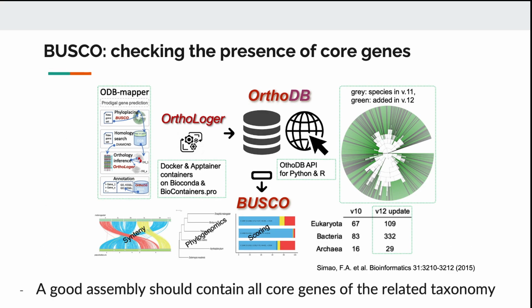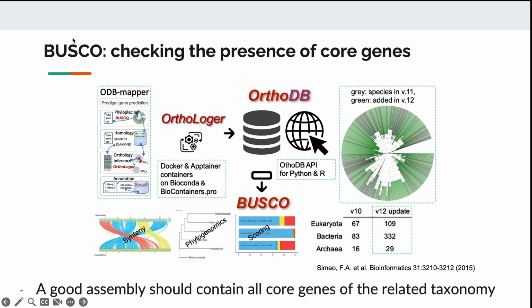Okay. Another way to check the completeness of your assembly is to check whether your assembly contains all the core genes or all the important genes in that organism. And one of the popular tools is called BUSCO.